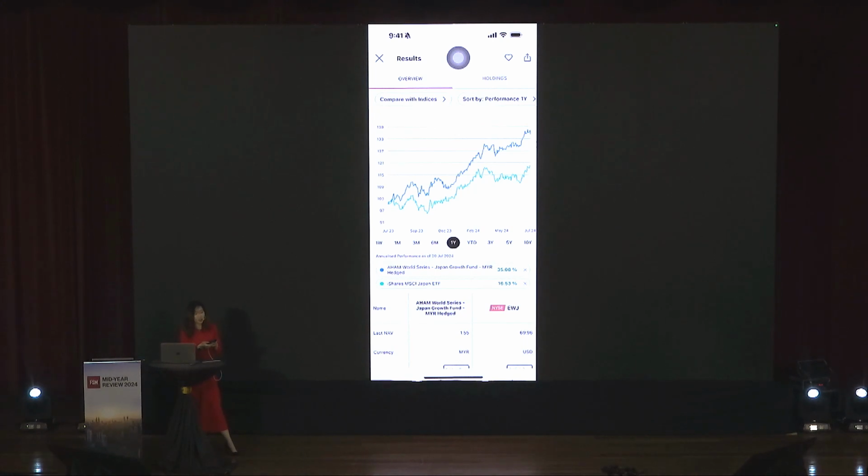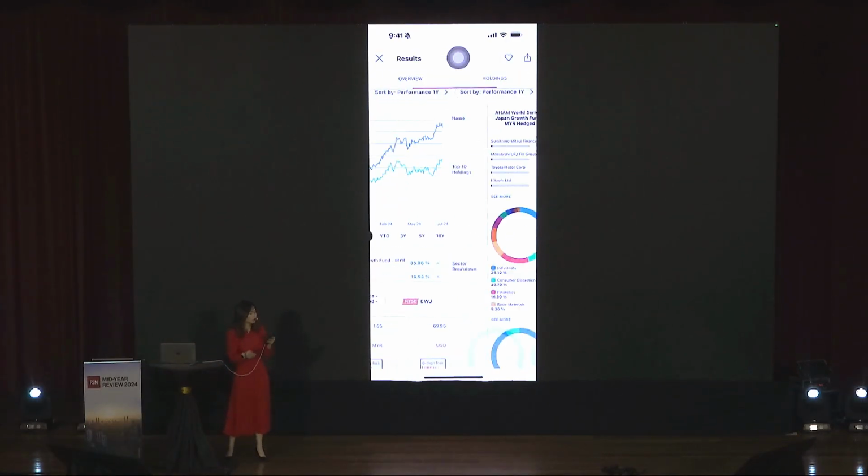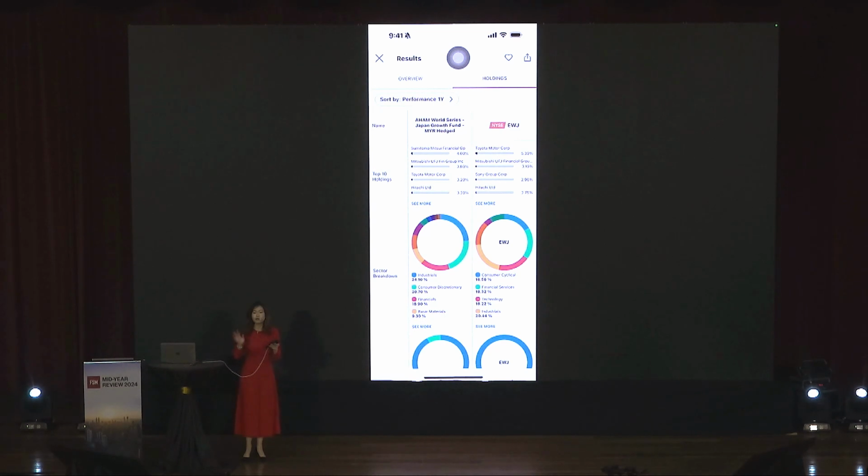If you are interested to know the underlying holdings of these funds and ETFs, very simple. Just switch to the next tab, holdings. Under holdings, you will see very clearly the top 10 holdings that this fund and this ETF are investing in. For the fund, AHAM World Global Series has 4% top holdings in Sumitomo, Mitsubishi, Toyota, Hitachi, while the EWJ has another list.